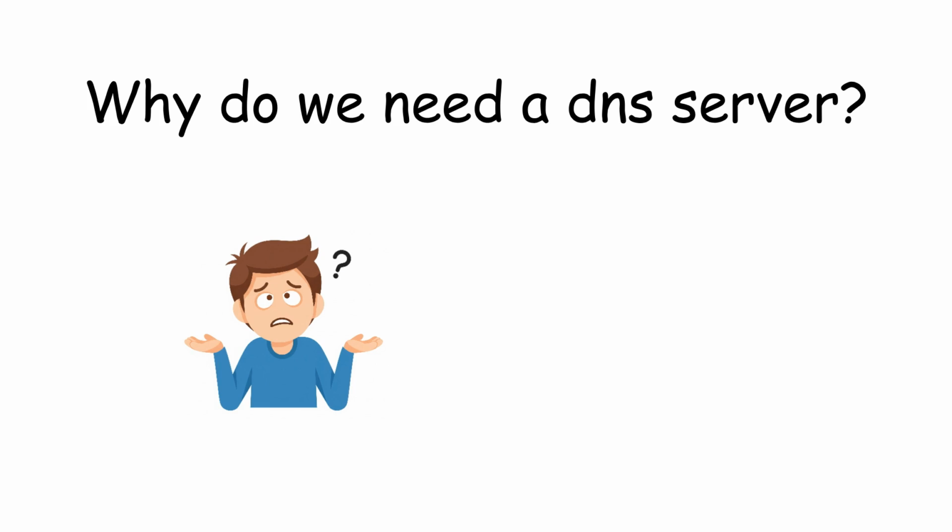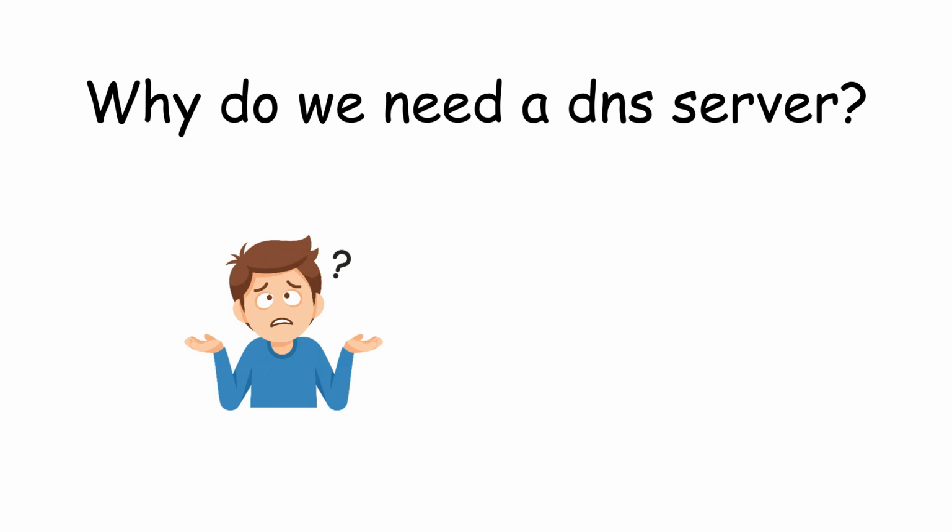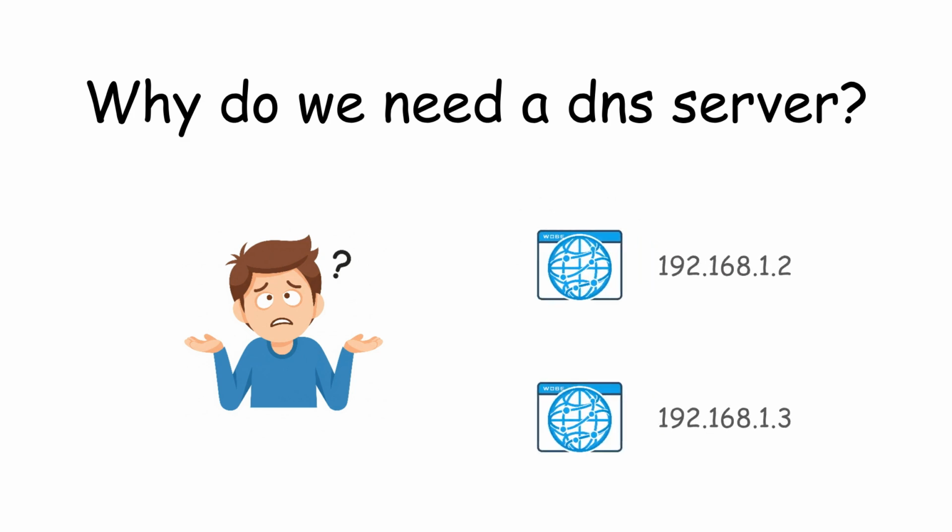Imagine trying to call a friend without a phone book. You'd need to remember a long, complex sequence of numbers for every single person you wanted to reach. Now, apply that to the internet. Websites are identified by numerical IP addresses, like 192.168.1.2, which are incredibly difficult for humans to memorize.